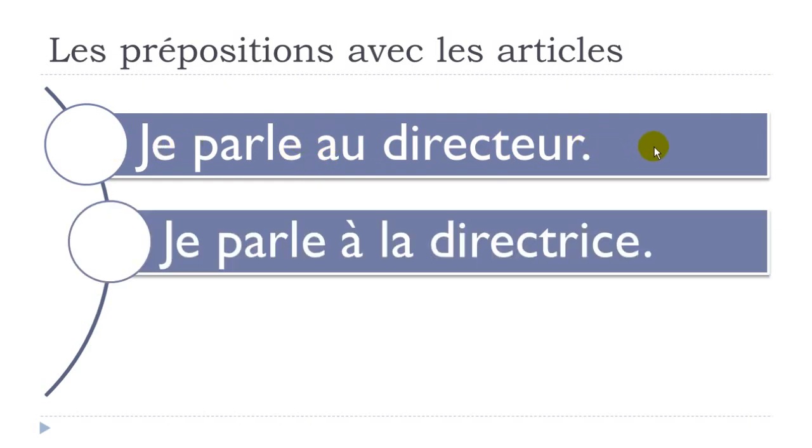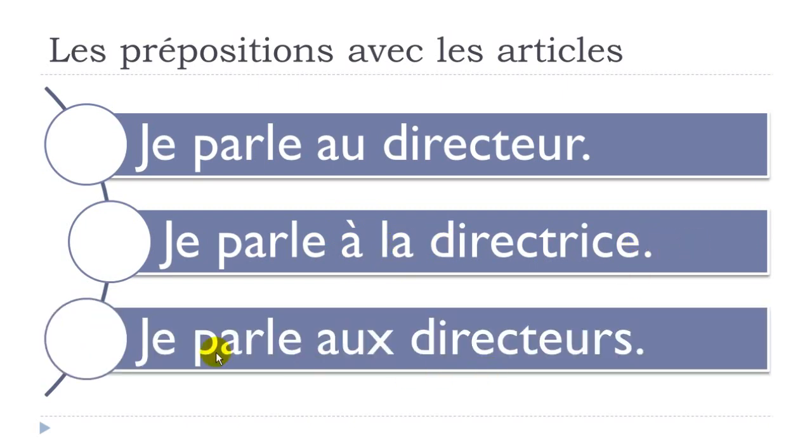Let's see the feminine form. Je parle à la directrice. Directrice, director, but the feminine form. Je parle à la directrice. So here you can see that nothing happens, so you still have your preposition à, and then you've got your article here. So nothing changes when you've got the feminine form. And let's see the plural form now. So you've got the directors, so it's the plural form. Je parle au directeur.